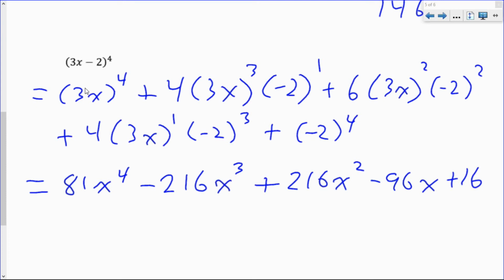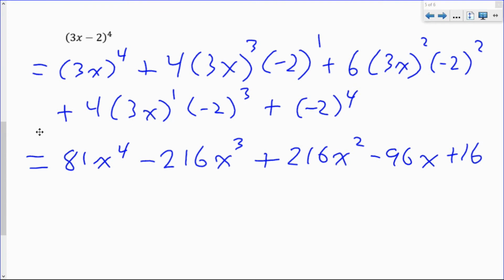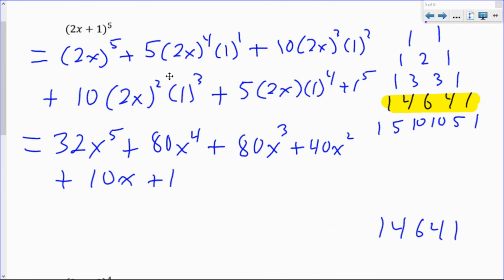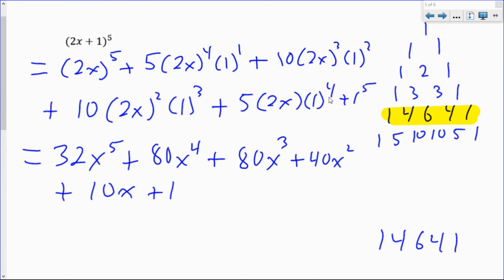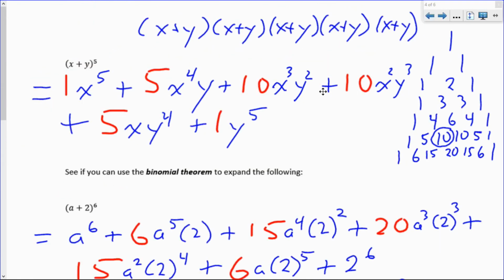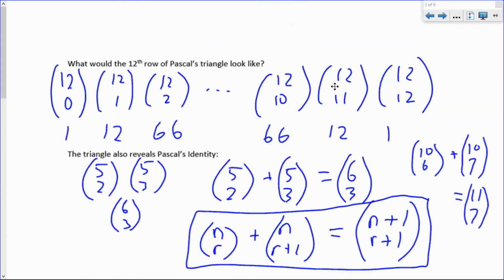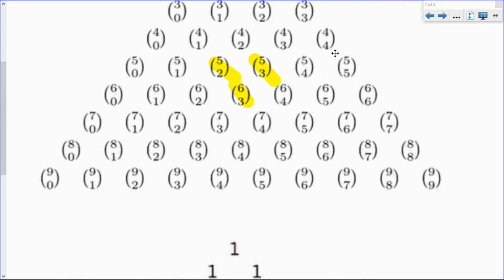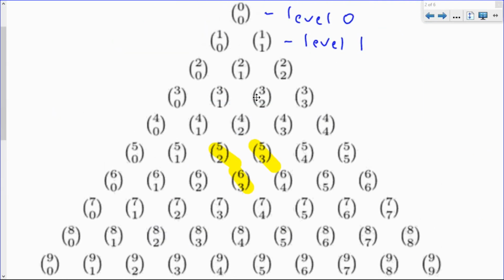Okay, so that's binomial theorem. Really all I want you to take away from this lesson is the ability to use binomial theorem for simple binomials like this, to understand that Pascal's triangle gives us the coefficients in the expansion and sort of have an understanding of why. And also I'd like you to understand this idea that Pascal's triangle is made up of combinations like this.